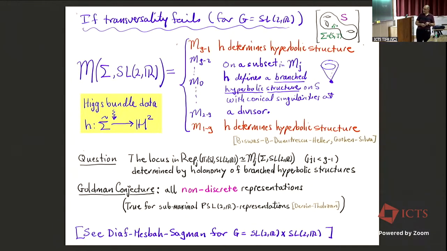Also, I learned this week, I should have known before, that Nate pointed me to interesting work that he and his two collaborators have done on a similar question for SL2R cross SL2R, which is related to a completely different geometric structure, which I'll talk about later, the anti-de Sitter structure. But there also, when transversality fails, you can see a sort of branched kind of structure.